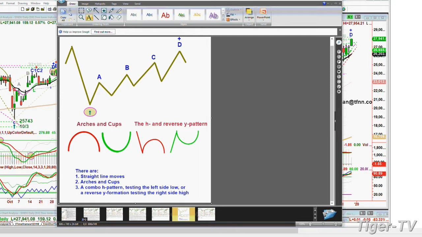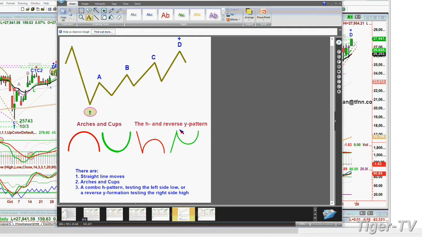The next day made a peak D with a little doji candle and pulled back to 25,743. I also like to look at the arch formation and the cup formation. You can get a combination of a straight line down and an arch that takes out the left side low. That's called the dreaded H, because it goes much lower, unless the technicals are really improving to give you a brand new buy signal. So it's always a warning.